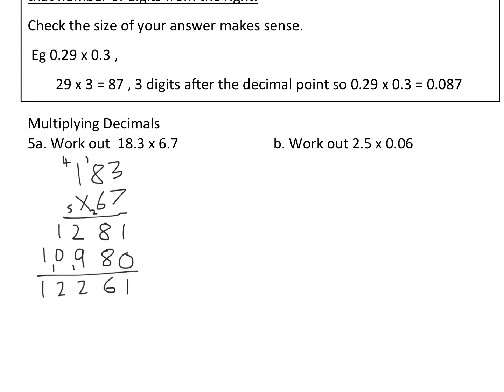Then if we look at the question, there are 2 digits after the decimal point. So we need to write out this answer again, but we want to have 2 digits after the decimal point, which means the decimal point goes between the 2 and the 6.